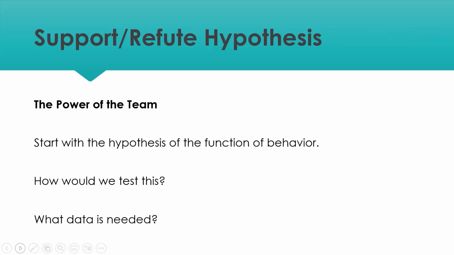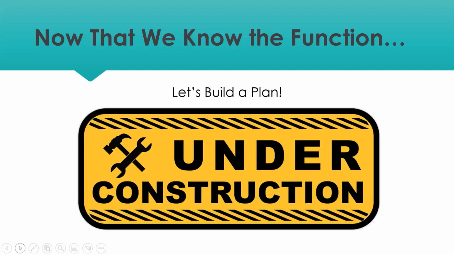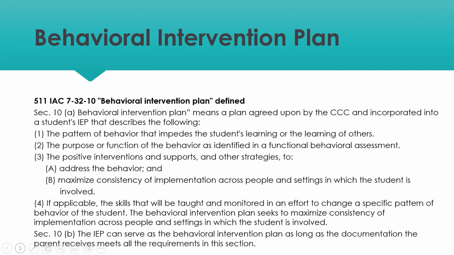So, again, you have your hypothesis. You figure out if you need any more data or if you can go ahead. So now you've got your functional behavior. Now we're going to build a plan. Here's Article 7 for the plan. Elisa likes to put these in so people don't have to hunt through Article 7 to find the pieces of it if you need to use it.